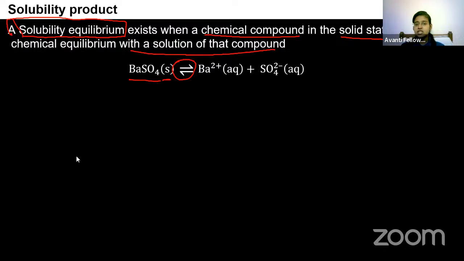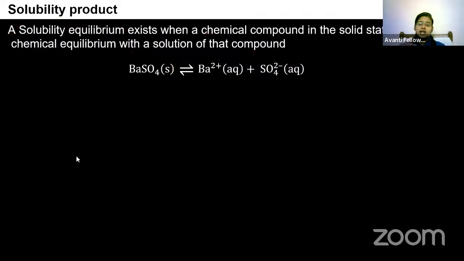Okay, with the solution of that compound. So you see here, if I put this substance or the salt in the water, they will produce aqueous cation and anions, right? Ba2+ ion and SO4 2- ion they will produce. Got it? And there will be some solubility equilibrium existing between these two. So this is the meaning.